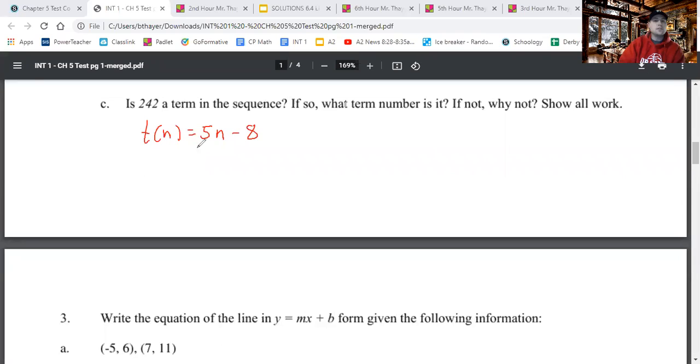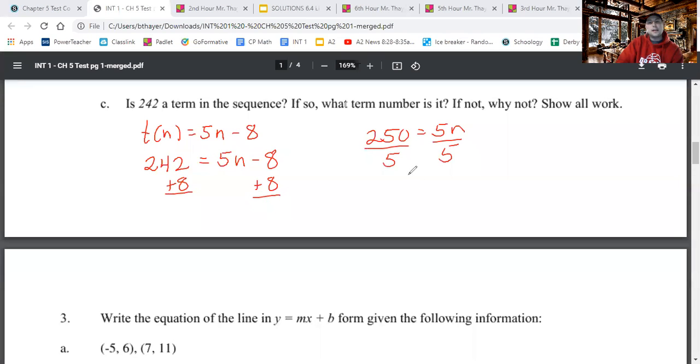Okay, for part C, is 242 a term in the sequence? Now remember, a term is t of n. So we're going to replace 242 in for t of n, and we're going to solve for n. And sequences have whole number positions, so 1, 2, 3, 4, 5, 6th term, 7th term. So as we solve for n, we're going to look to see, are we going to get a whole number for n or not? So we'll add 8 on both sides, giving us 250 equals 5n. And when we divide by 5 on both sides, we're going to get n is equal to 50. So that 242 is the 50th term in the sequence.